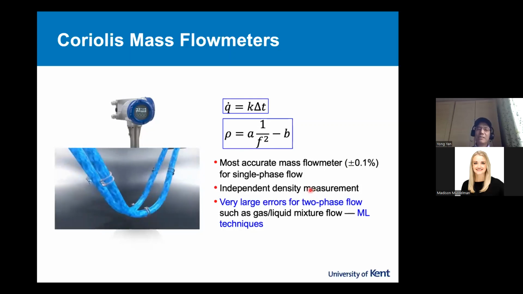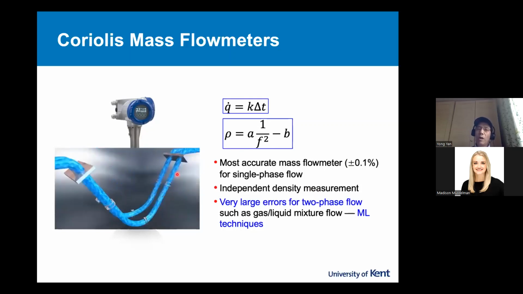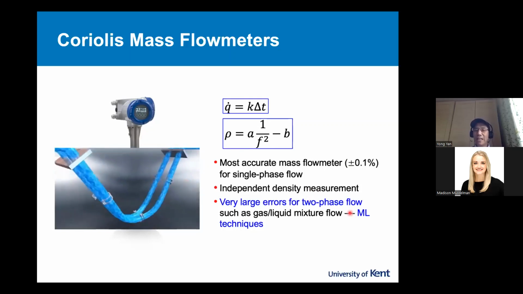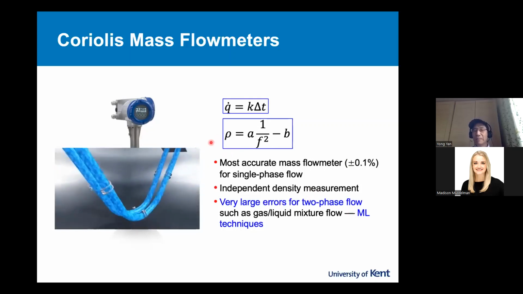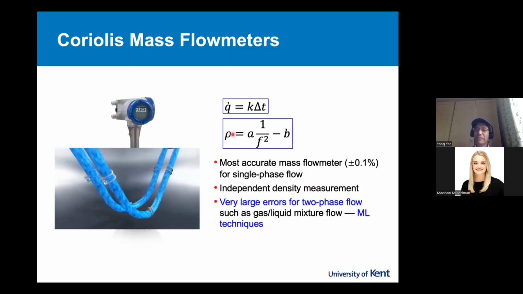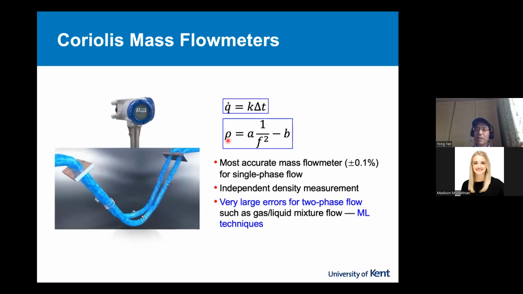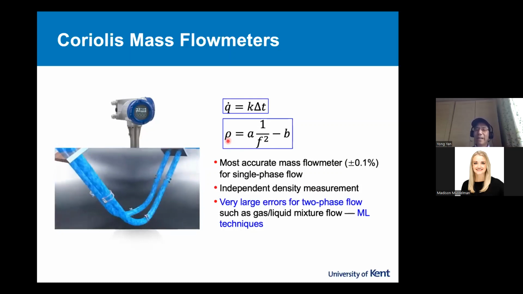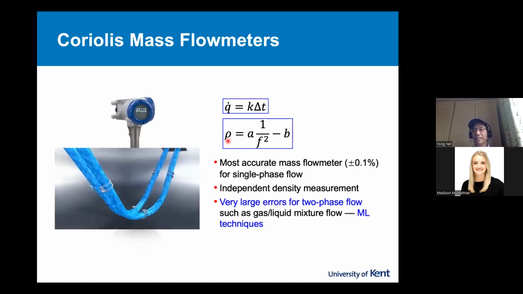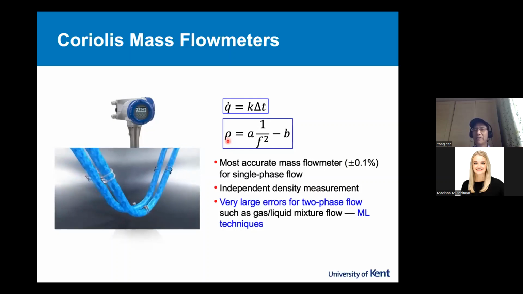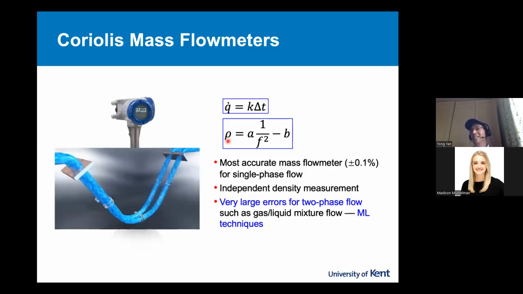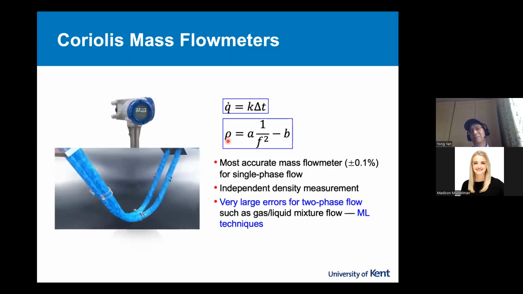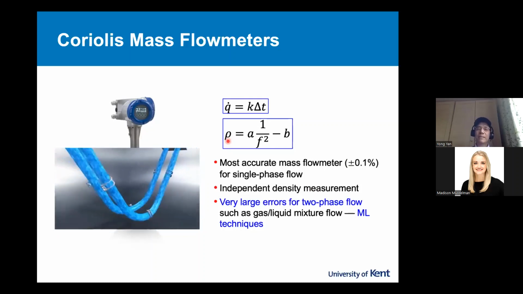The trouble is in real life, in this case, oil has air bubbles. It's air-oil two-phase flow, and the errors you get from the meters are very large. You still get the reading of mass flow rate and the density, but they're very large errors. Now the question is, can we somehow minimize errors by applying data-driven modeling techniques without modifying the hardware? Because if you modify the hardware, it costs you money, has manufacturing implications, and likely increases maintenance requirements.